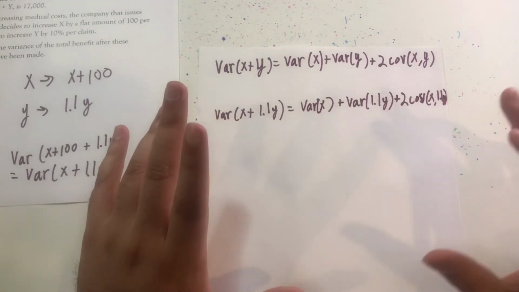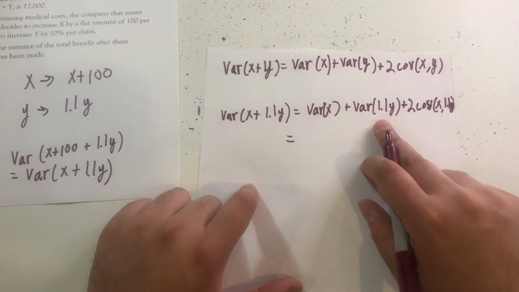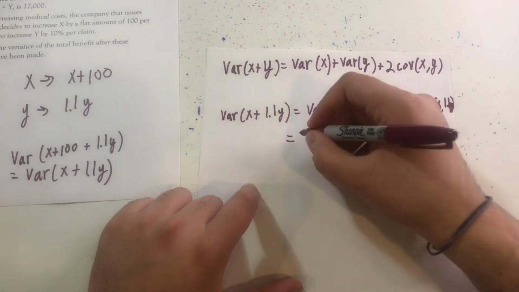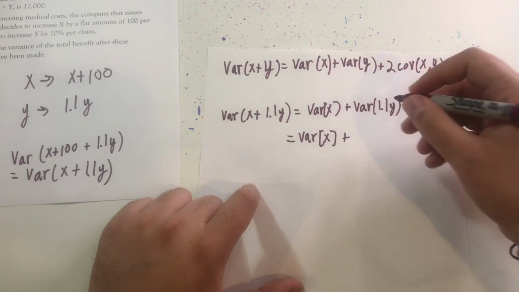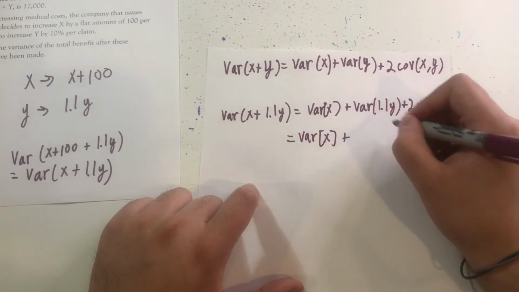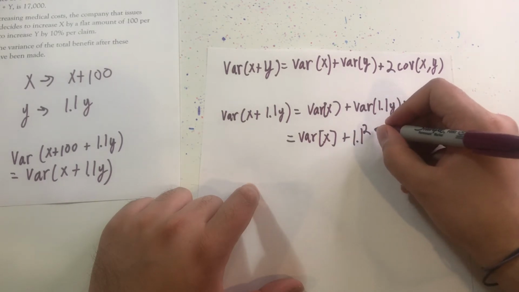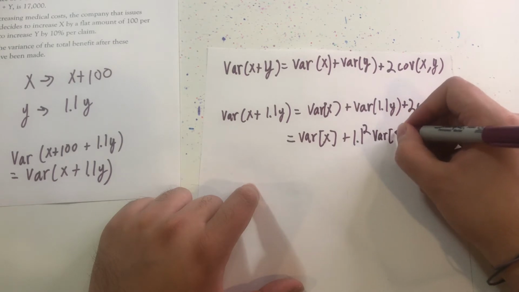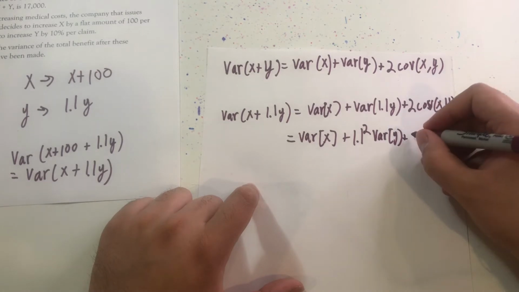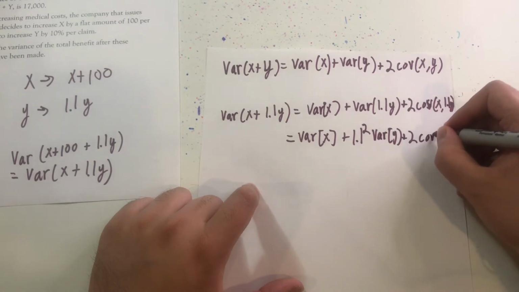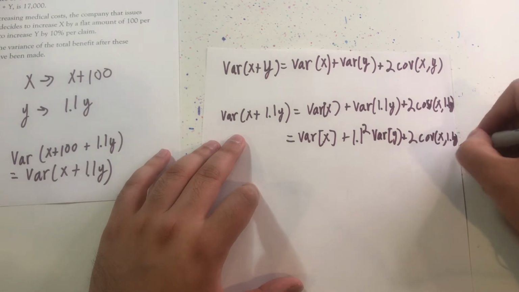All right. Another rule we need to know. When we have a constant being multiplied to our random variable inside of variance, we can do the following. So this obviously stays as the variance of X plus 1.1 squared times the variance of Y plus 2 times the covariance of X, 1.1 Y.